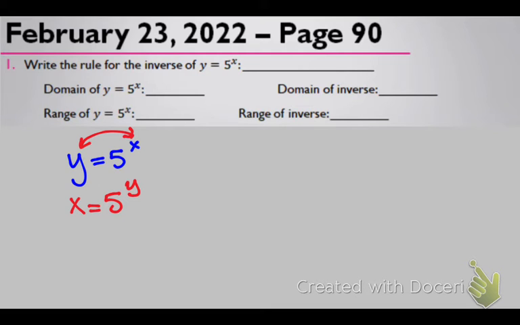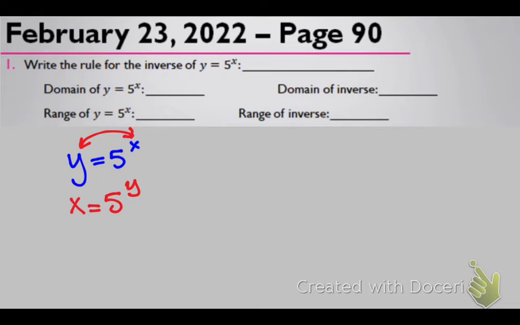So what form is this in right now? It's an exponential form, exactly. And what did we say is the inverse of exponential form? It's what we've been talking about all unit. Yeah, it's our logarithmic form.